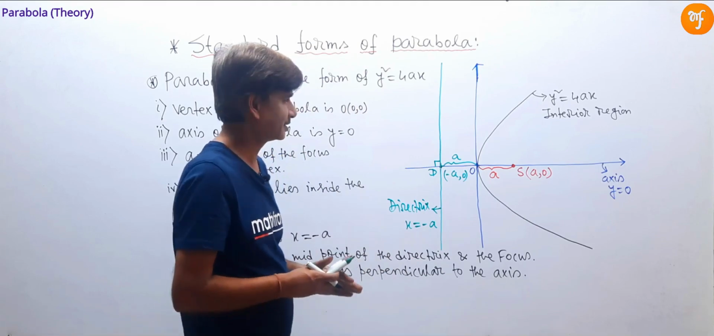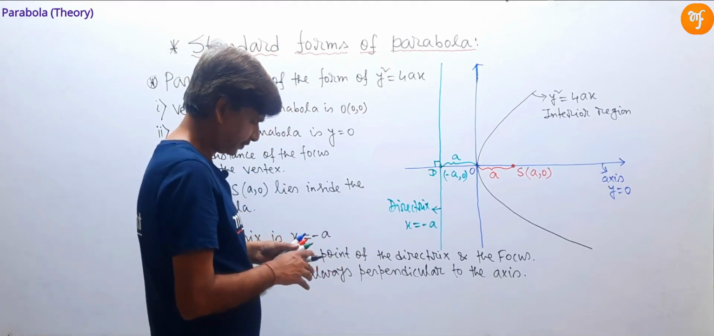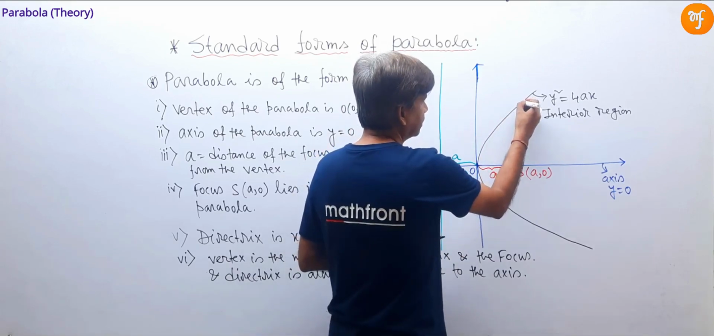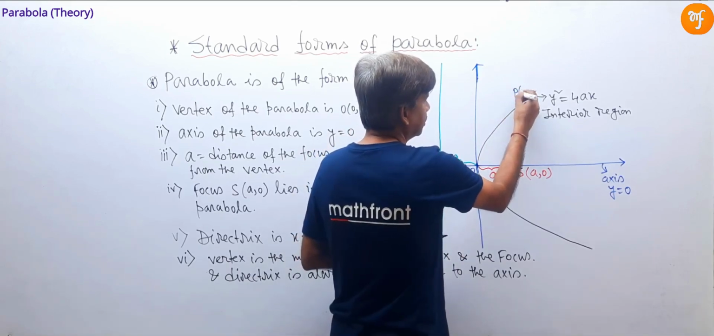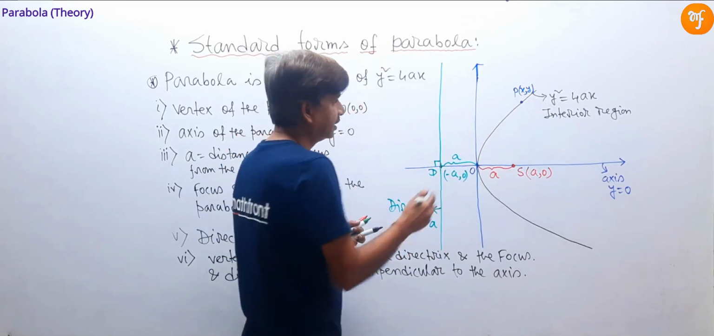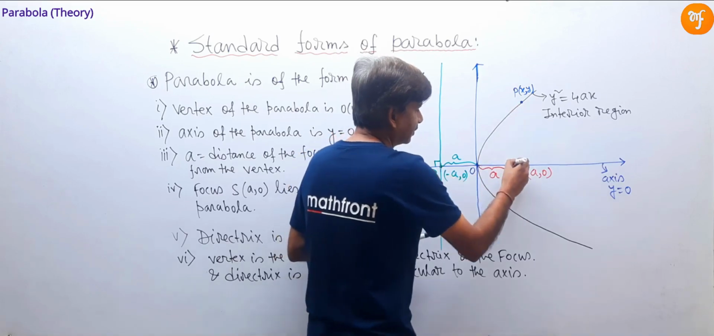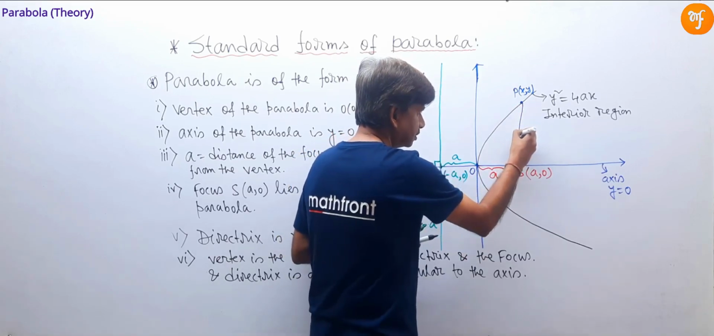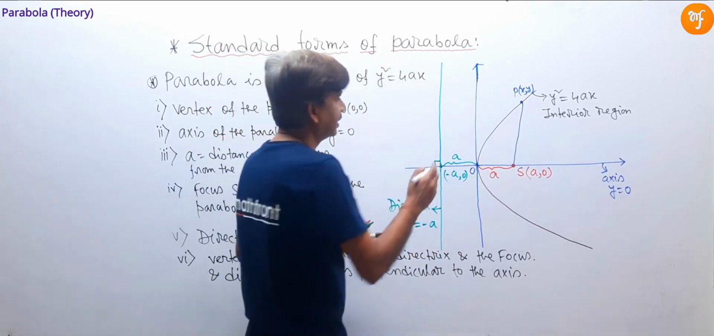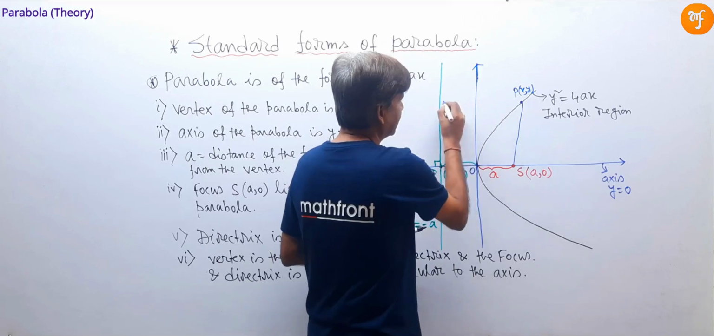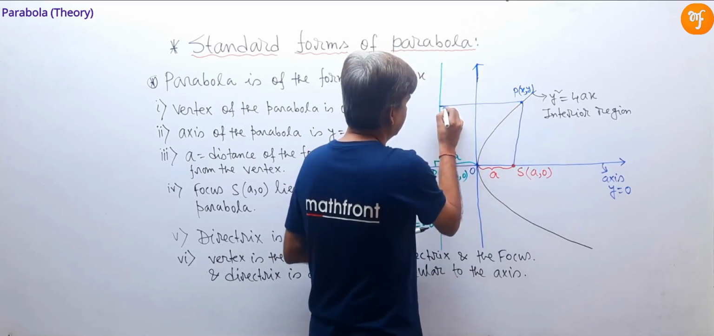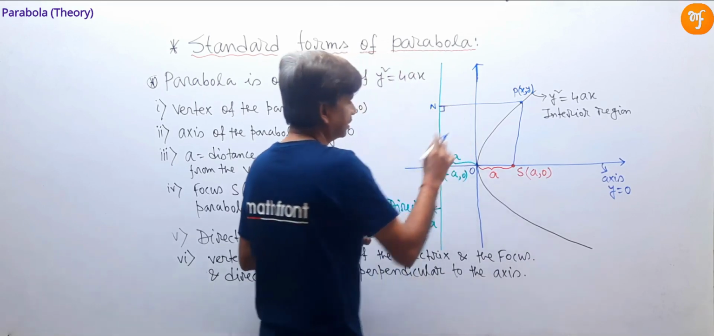Okay, now look, if P is any point on this parabola, definitely the distance of this point P from the focus, that is PS, and distance of this point P from the directrix, that is PN, are equal.